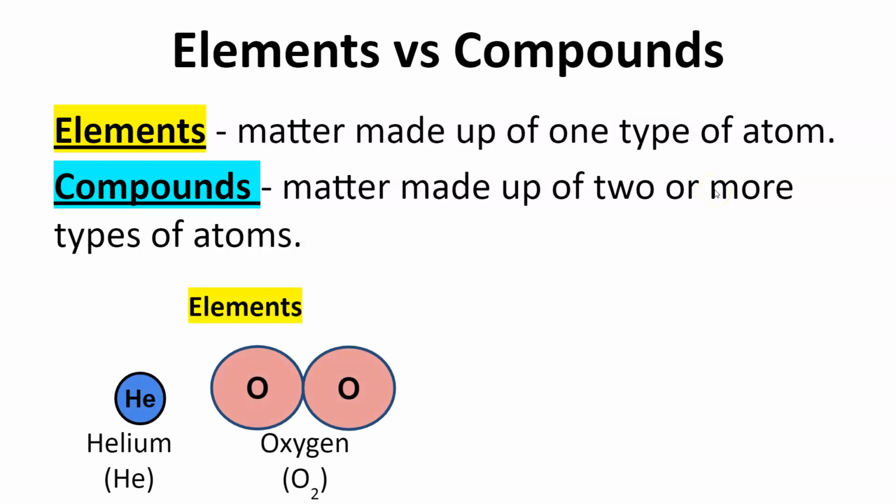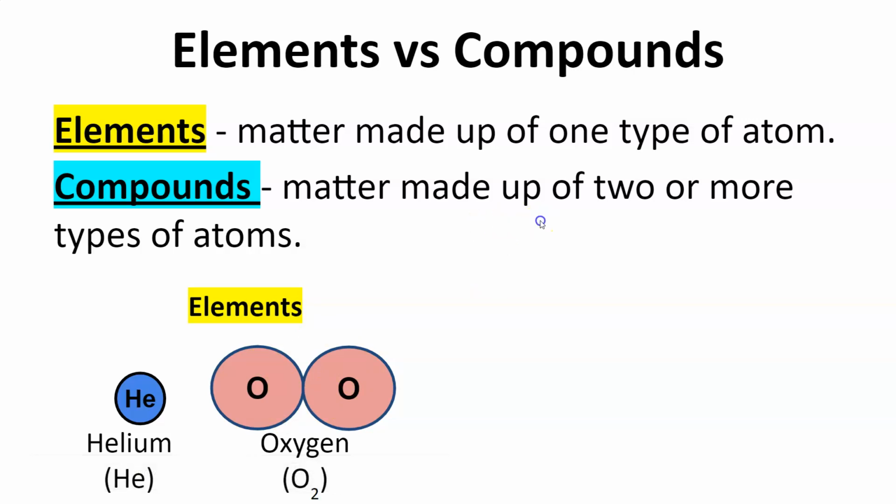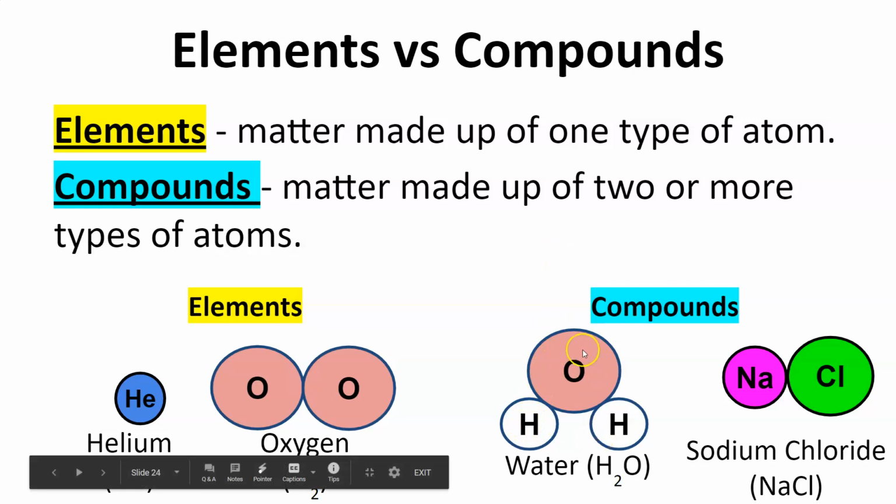So let's look at some examples. Helium and oxygen are both elements. Helium just has a helium atom, and oxygen has two oxygen atoms. Even though there are two atoms here in an oxygen molecule, it's still the same atom, so it's an element because it's only one type. Compounds are made up of two or more types. If you look at water, for example, it's made up of hydrogen atoms and an oxygen atom, and therefore it's a compound. Similarly, sodium chloride is made up of sodium and chlorine atoms, so it's a compound.